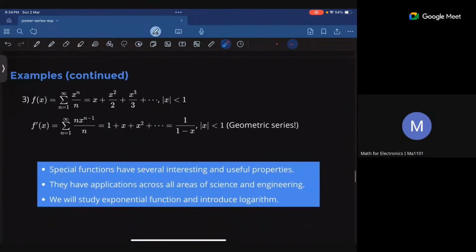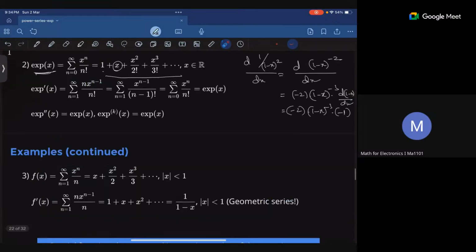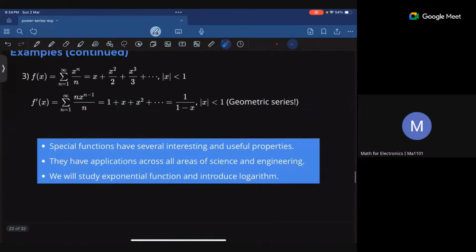Even this logarithmic you can compute. You can take the derivative and you will see that you will get 1 plus x square and so on, which is a geometric series, and it will just be 1 by 1 minus x. So the antiderivative will give you ln 1 minus x, logarithmic of 1 minus x. So that we will study later. Okay, so this is about power series represented as functions, and those are represented as functions only. Careful, we just have to be careful about the radius of convergence.